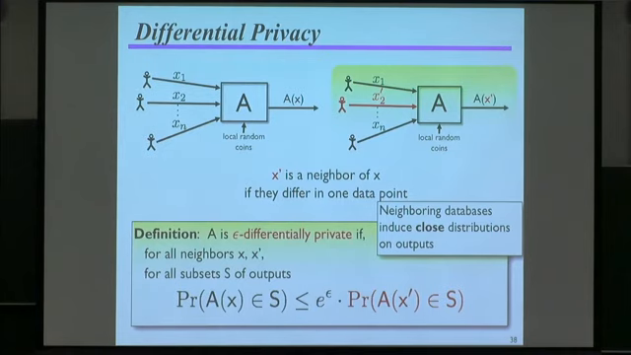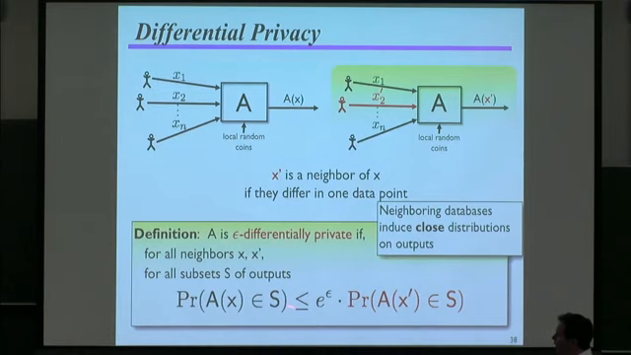More formally, we'll say that the algorithm A is epsilon differentially private, so I've now got a parameter epsilon in here, if for all neighbors X and X prime, so for all pairs of data sets that differ by one person's data, and for all possible subsets of outputs, the probability that A of X lands in this subset is close to the probability that A of X prime lands in this subset. These subsets are events in the probability space more generally.